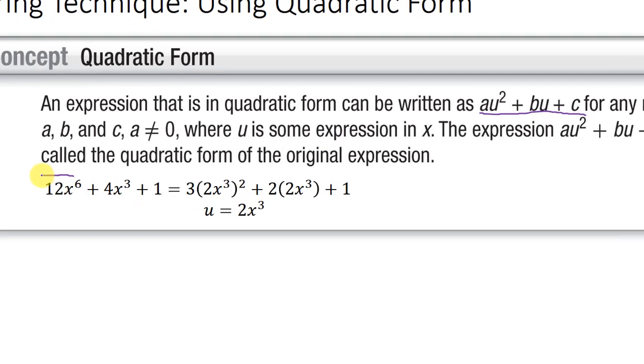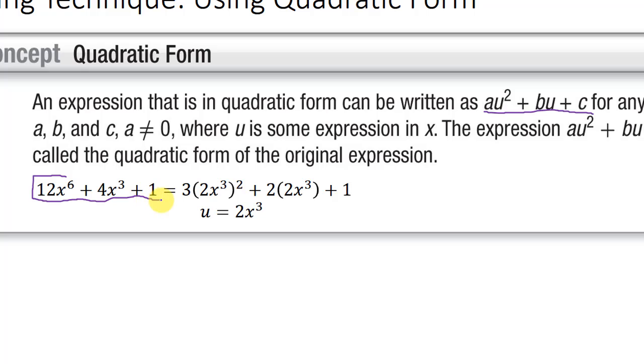If I look at something like 12x to the 6th plus 4x to the 3rd plus 1, it doesn't appear to be quadratic at all. In fact, it's a 6th degree polynomial expression. However, if I let u be equal to 2x to the 3rd power, and the reason I chose a 2 is because both of these have a factor of 2 in them, and they both have an x to the 3rd in them, so it's kind of grouping these first two terms.